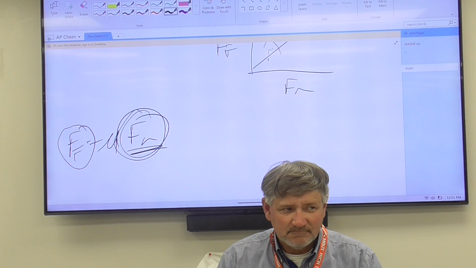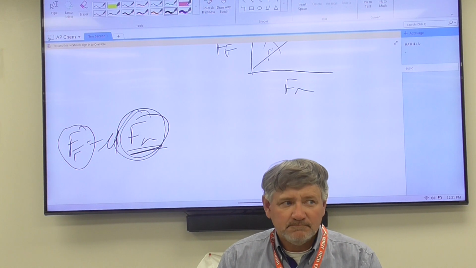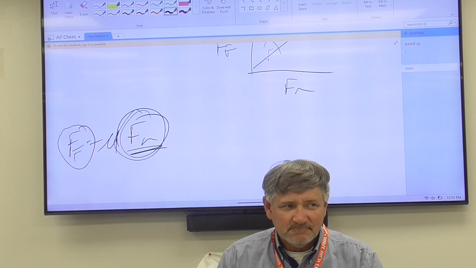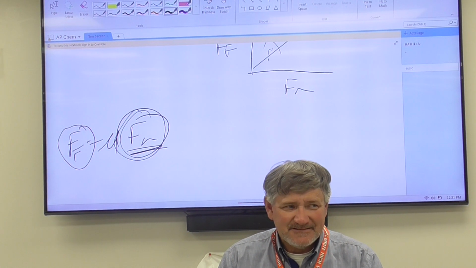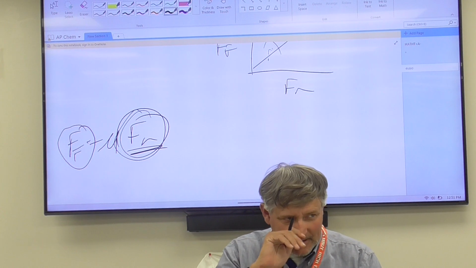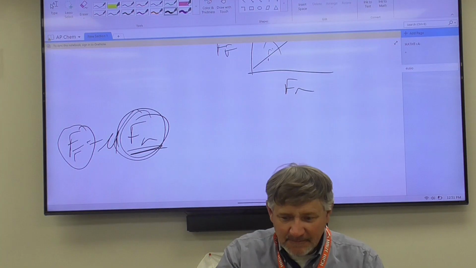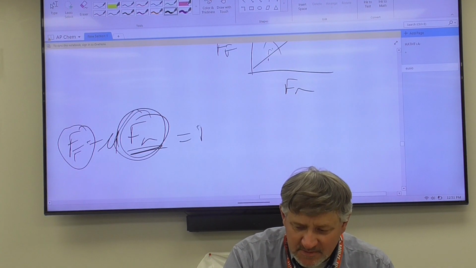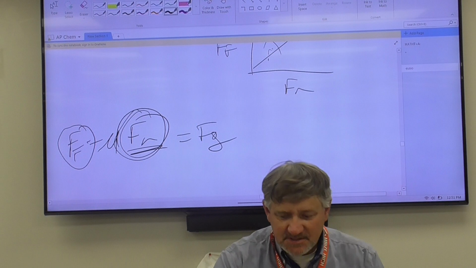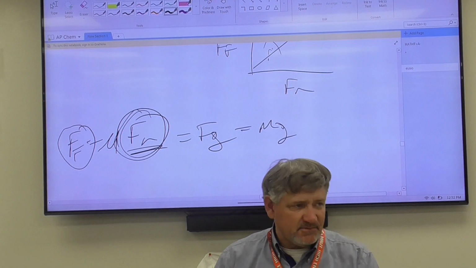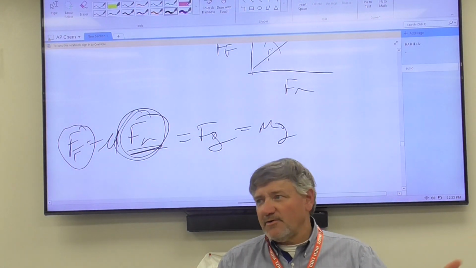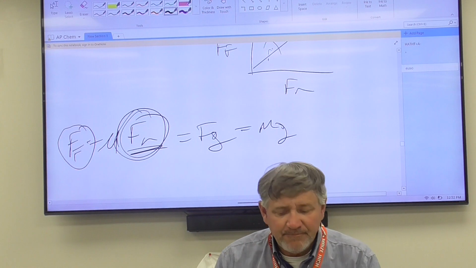Is it your mass times your mu? Nope. Connor asks: you find the force of gravity with acceleration and mass, and then you do the opposite of that. Which acceleration? The acceleration of gravity? Yeah. So remember, force normal is the same as Fg, which is mass times your gravitational acceleration. You know we're on Earth, gravitational acceleration is 9.8.